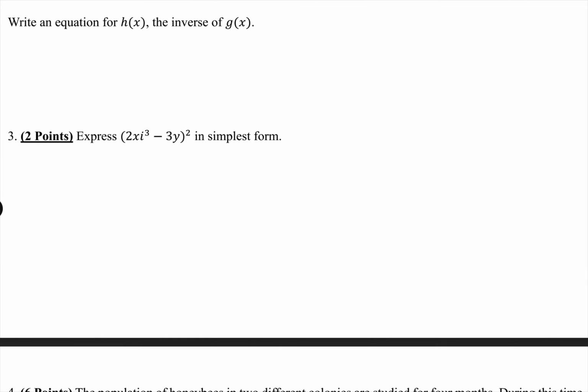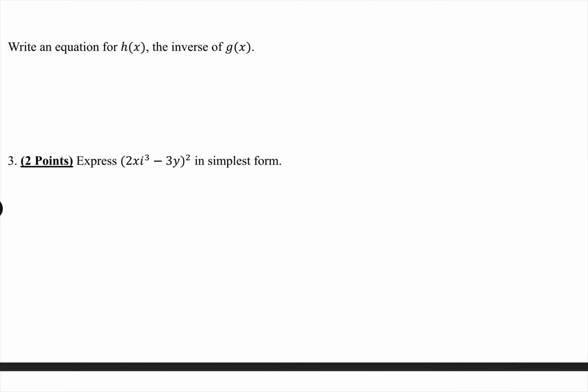Another nice little 2-pointer. Same thing. I always feel like you're almost guaranteed to get something like this where you have to simplify down numbers that include imaginary numbers. For this one, I always like to just simplify the i cubed first, which is going to give me a negative i. So if I rewrite this as negative 2xi, because basically what did I do? I turned this into a negative i, which then made it negative 2xi minus 3y.